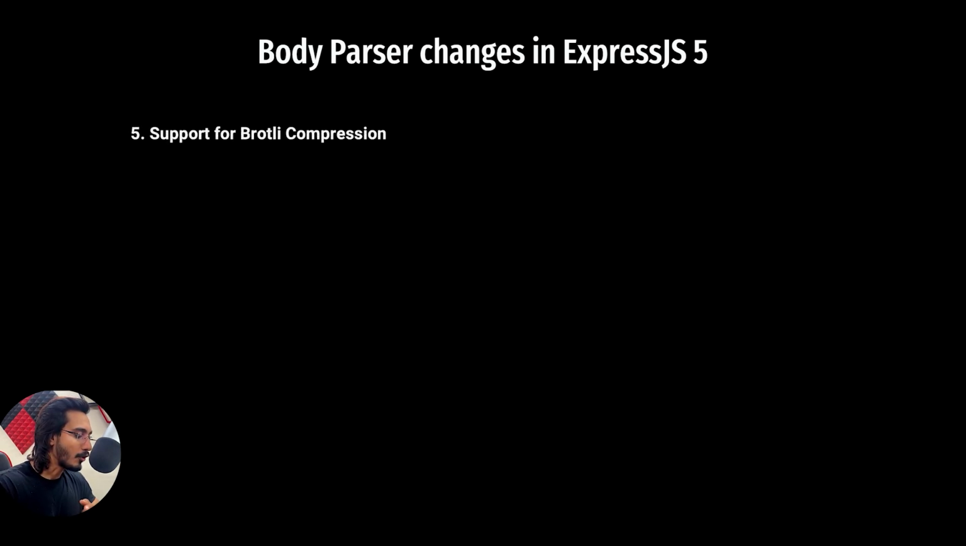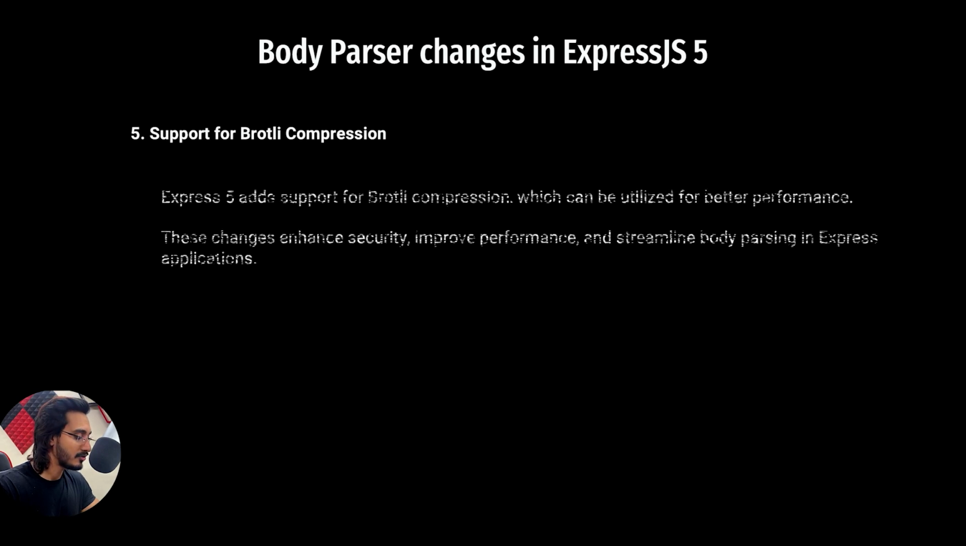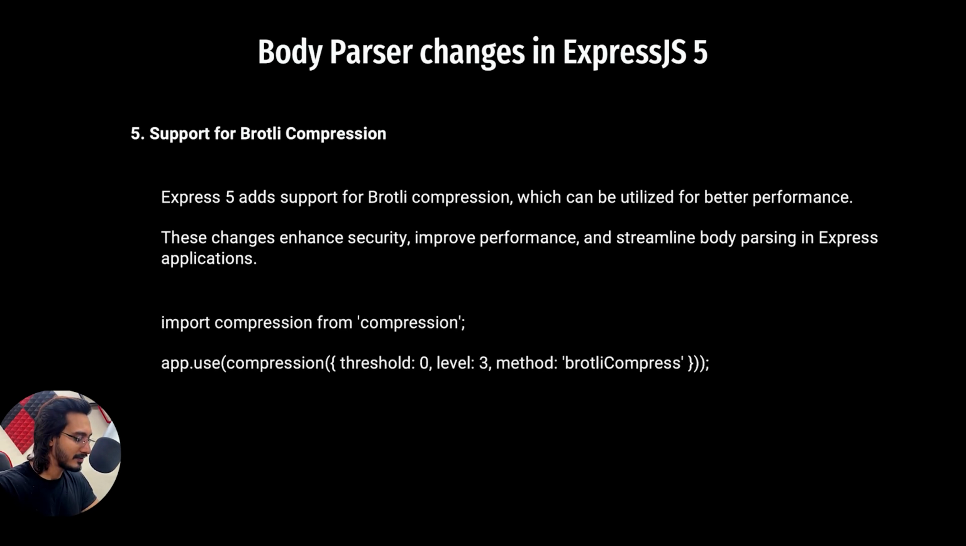What is next then? Support for Brotli compression. Now, Brotli compression is very, very important because it is used for better optimization and better performance, and it compresses your content, basically in HTML, CSS, JS, whatever you have. It's going to compress that, and it's very useful. I'll give you a simple example of it. This is how you can use it. If you do not know about it, simply search it on the internet and you will find more content about it. So this is a brief description which I have prepared for you guys.